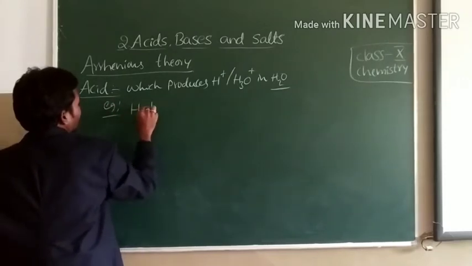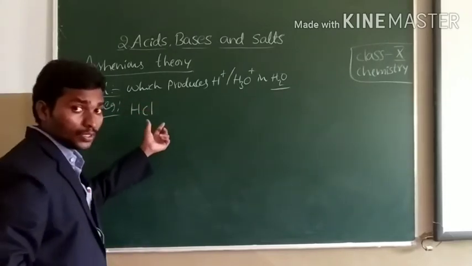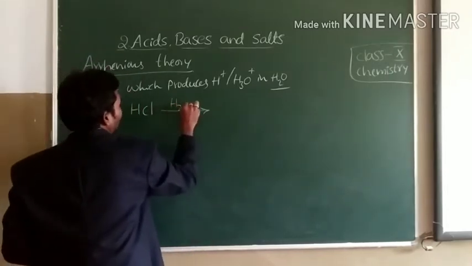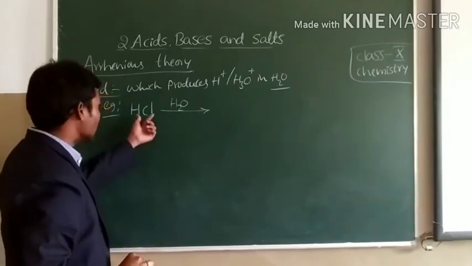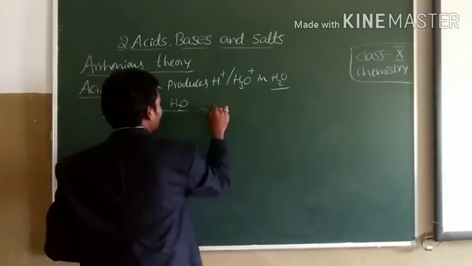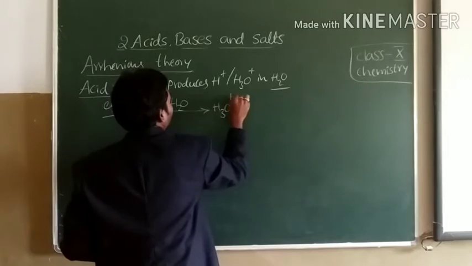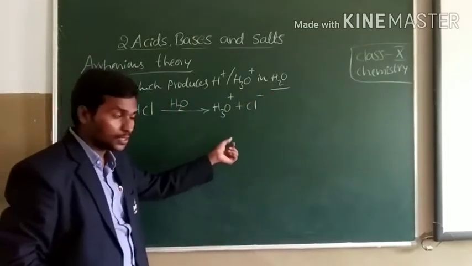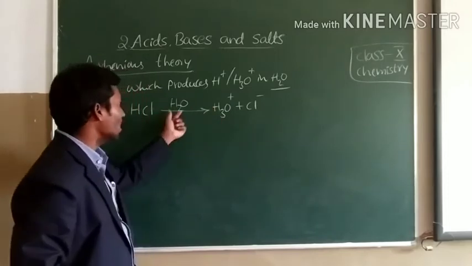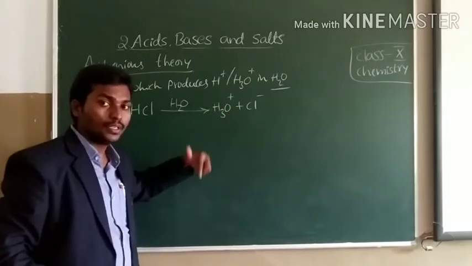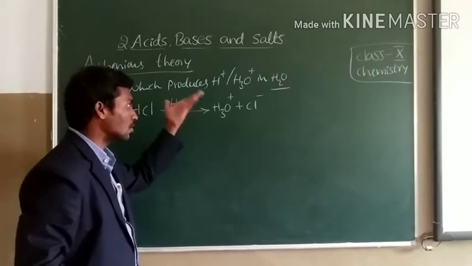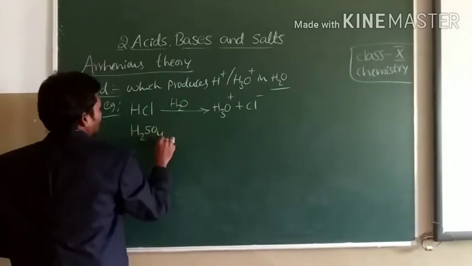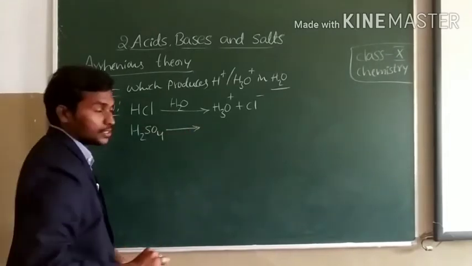HCl. Let us consider HCl. We know that it is an acid. In aqueous solution, that means in water medium, this HCl is dissociated into H3O plus ion and Cl minus ion. So substances which produce or furnish H plus ion or H3O plus ion in aqueous medium are called acids. One more example, H2SO4, which is sulfuric acid.